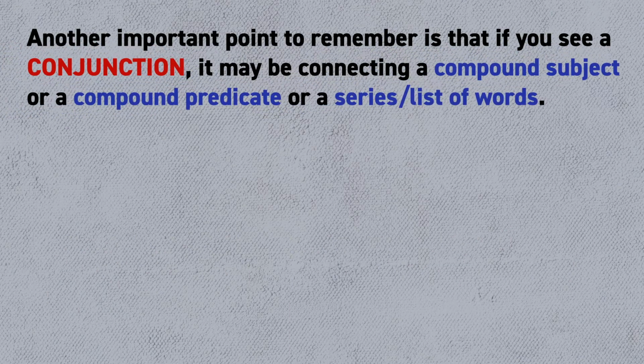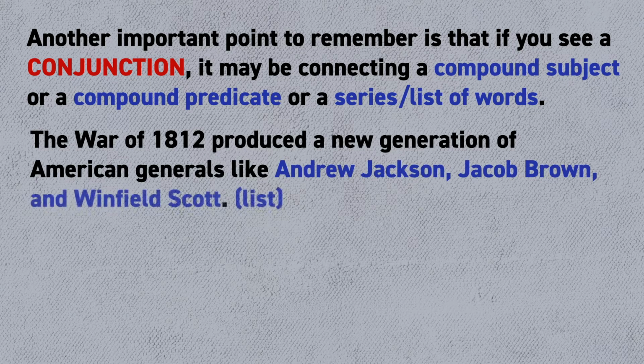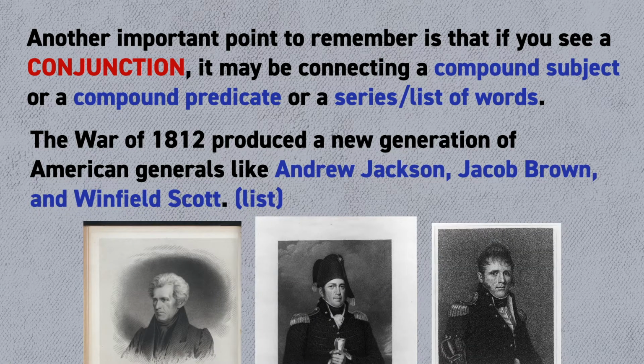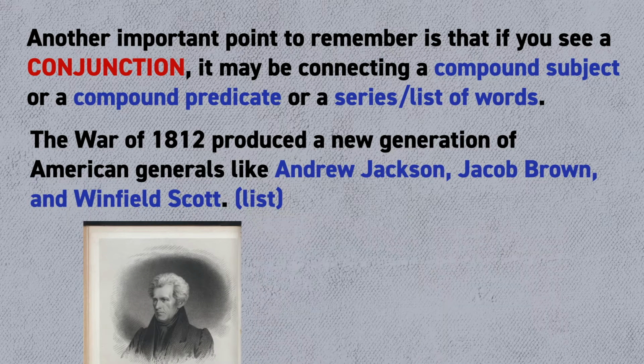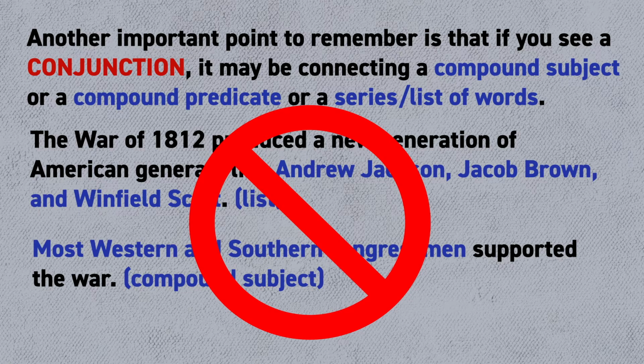Another important point to remember is that if you see a conjunction, it may be connecting a compound subject or a compound predicate, or a series/list of words. Examples include, the War of 1812 produced a new generation of American generals like Andrew Jackson, Jacob Brown, and Winfield Scott. Or, most Western and Southern congressmen supported the war. These are not compound sentences.